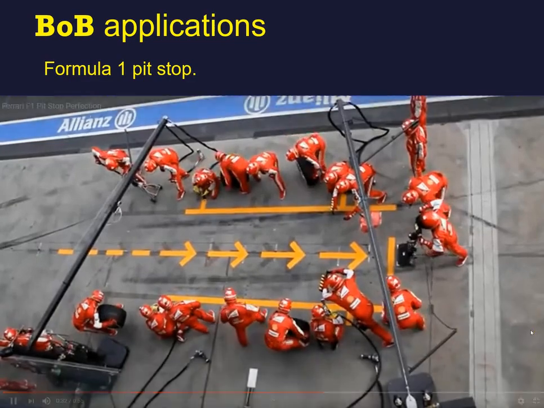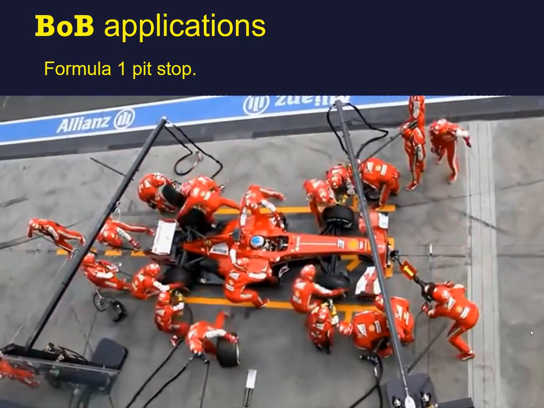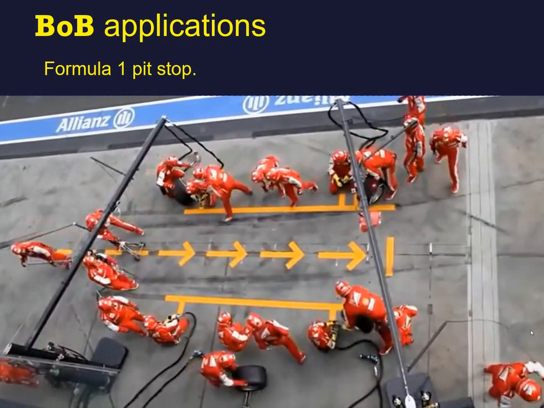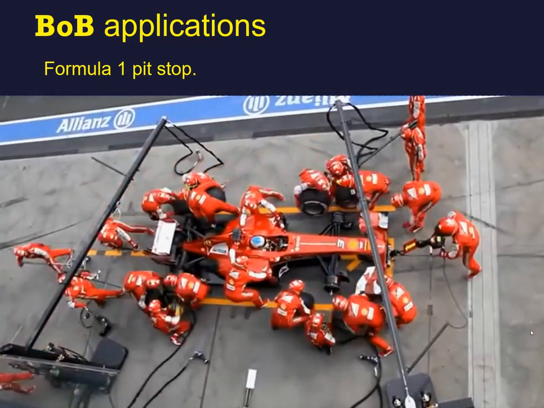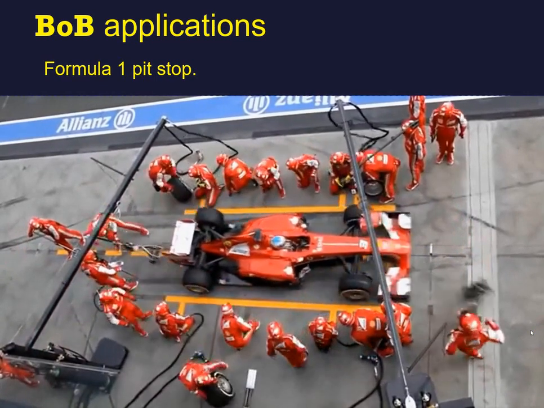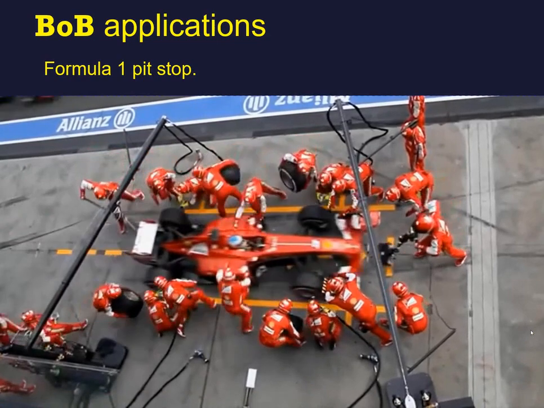The objective of a biomechanical analysis is trying to reduce the time taken as much as possible. At the moment, it takes about 2 seconds to change all 4 wheels on a Formula One car, but if they can reduce that by a fraction of a second, it's worth millions to them.